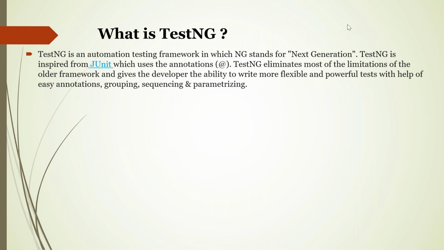Okay, so what is TestNG? TestNG is an automation framework in which NG stands for next generation. Basically it is inspired by JUnit. JUnit has an annotation with the at-the-rate symbol, so that is what we use here. TestNG eliminates most of the limitations of the older framework and gives the developer the ability to write more flexible and powerful tests with the help of easy annotations, grouping, sequencing, and parameterization.